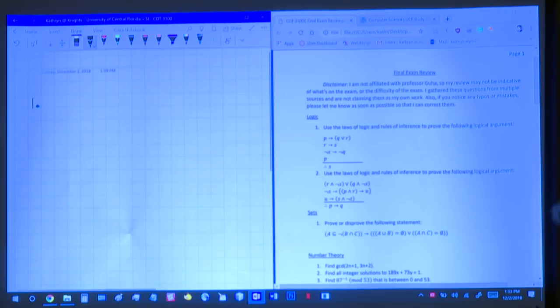The first one is: use the laws of logic and rules of inference to prove the following logical argument. The premises are P implies Q or R, Q or R implies S, not S implies not Q, and P. Our conclusion is S. The first thing I like to do is label all the premises, 1, 2, 3, and 4, and write premise for all of those.